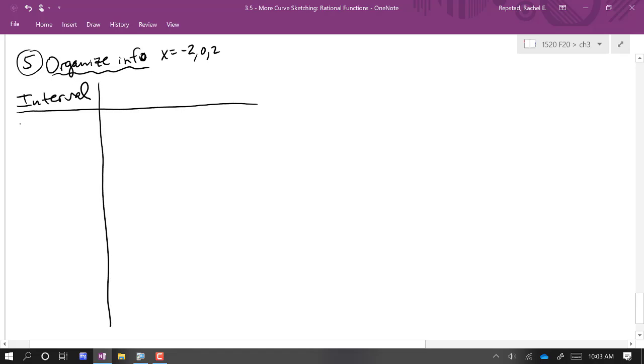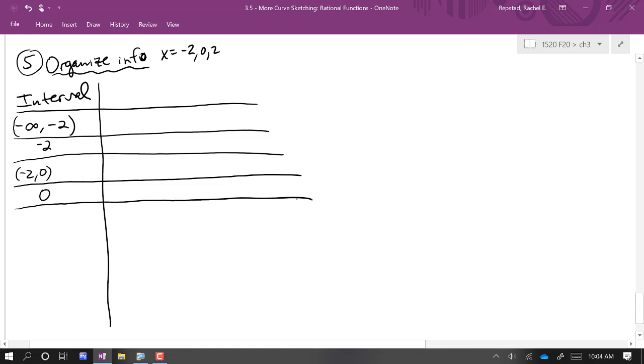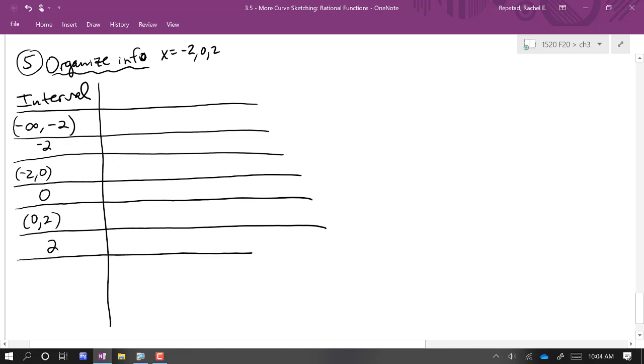So our first interval will go from -infinity to -2. Stop and see what's going on at -2. And then -2 to 0. And then stop and see what's going on at 0. Go from 0 to 2. Stop and see what's happening at 2. And then our last interval from 2 to infinity.